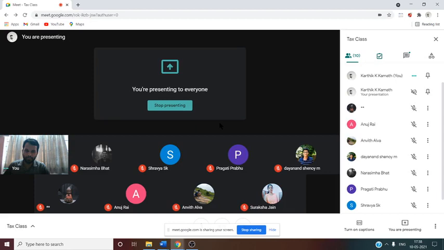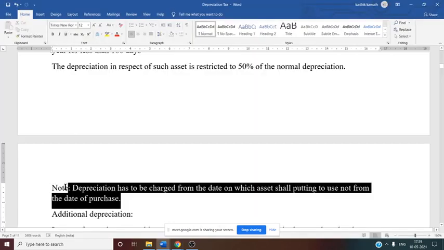So here, an asset acquired by the SSE during the previous year and put into use in the same previous year for less than 180 days, the depreciation in respect of such asset is restricted to 50% of normal depreciation. This is very clear. Significance of date of purchase. And one more thing they have mentioned, one note is there, that depreciation has to be charged from the date on which the asset is put into use, not from the date of purchase. This we have already discussed.